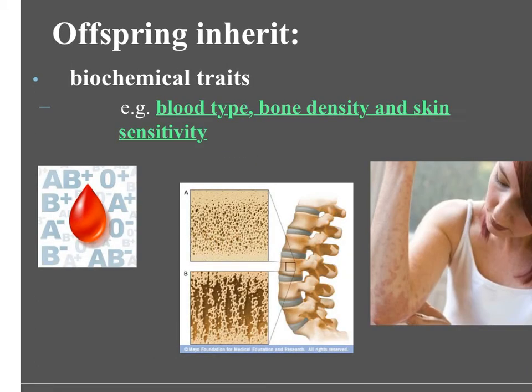Not only can we inherit physical traits, but we can also inherit biochemical traits. Biochemical traits have to do with how your body responds to the environment and reacts to things. So, for example, your blood type is a type of biochemical trait. Do you know what your blood type is? Bone density. Some people are prone to having less dense bones, which can be a problem, and also skin sensitivity. Do you react to many things, or do you find that you don't have many allergic reactions to things?